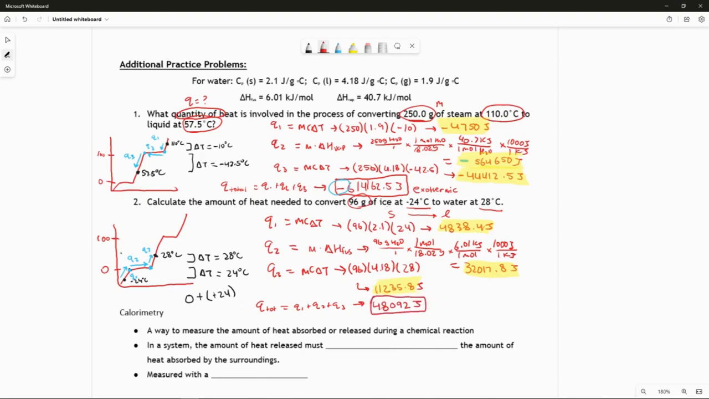And because this number is a positive, there's no negative in front of it. It's positive. We can tell that this is going to be endothermic. Endothermic means heat enters the system. And because it's a positive, we know 48,092 joules of energy enter the system to make the ice water from negative 24 degrees Celsius to positive 28 degrees Celsius. And that's it.